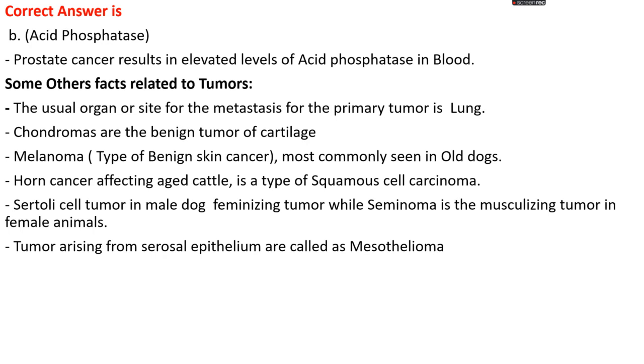Okay, let's see some other facts related to tumors. The usual organ or site for metastasis of a primary tumor is the lungs. Chondromas are benign tumors of cartilage. Melanoma, which is a type of skin cancer, is most commonly seen in old dogs. Horn cancer, affecting mainly aged cattle, is a type of squamous cell carcinoma. Sertoli cell tumor in male dogs is a feminizing tumor, while seminoma is a masculinizing tumor in male animals. Tumors arising from serosal epithelium are called mesothelioma.